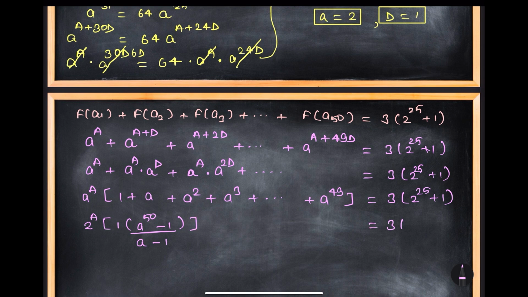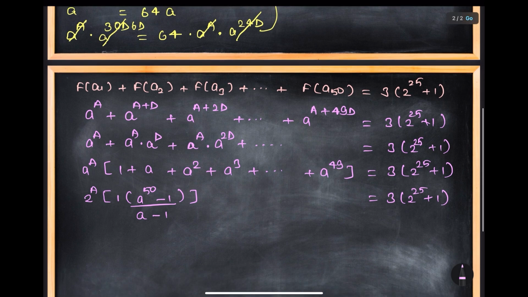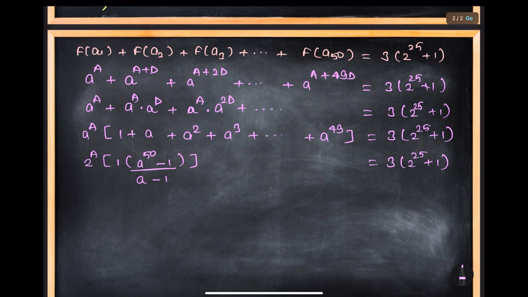So it is 3 times 2 power 25. Now who is a? A is 2. Now you can replace. So it is 2 power a into 2 power 50 minus 1. So can I go with 2 power 25 plus 1 and 2 power 25 minus 1 by 2 minus 1? That's it. 2 minus 1 is 1.